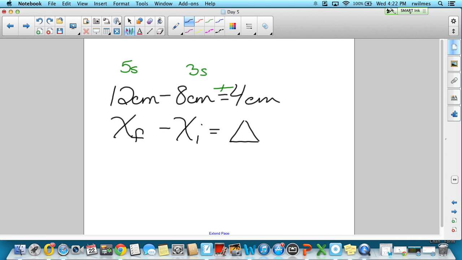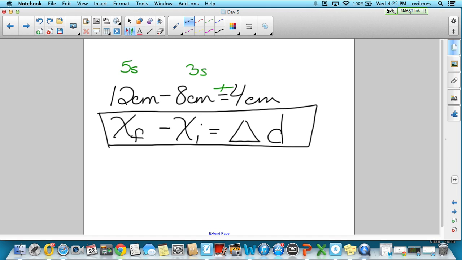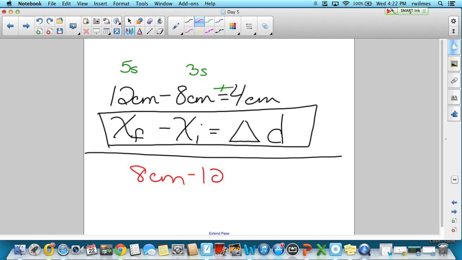Now in physics, whenever you see that triangle, that means change. Distance is represented by a d. This is the very first formula that we have here in physics. X final, my final position, minus my initial position is equal to change of distance. Now I got a question. Could I have done it this way? 8 centimeters minus 12 centimeters is equal to 4 centimeters. Could I have done that?